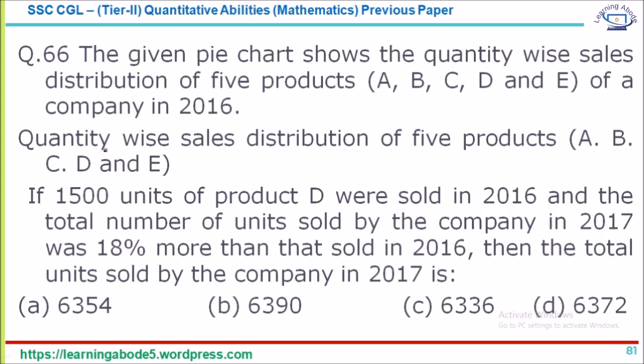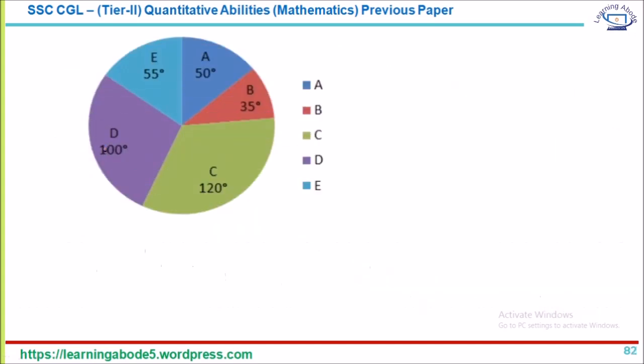Now question number 66, it's a data interpretation question. The given pie chart shows quantity wise sales distribution of 5 products A, B, C, D and E of a company in 2016. If 1500 units of product D were sold in 2016 and the total number of units sold by company in 2017 was 18% more than what was sold in 2016, then the total units sold by the company in 2017 is what? Okay, now D is like 100 degrees out of 360, right?